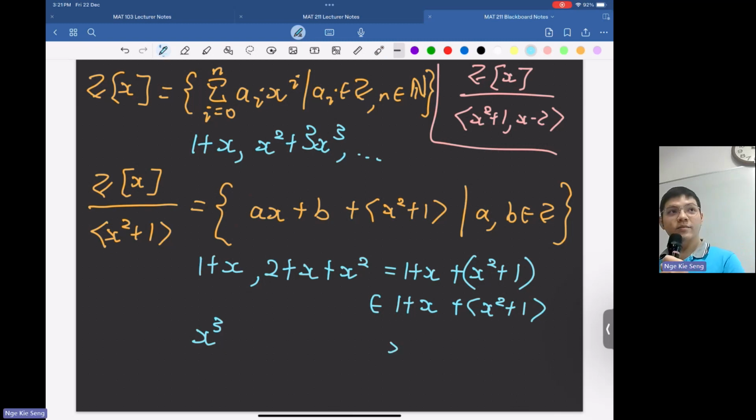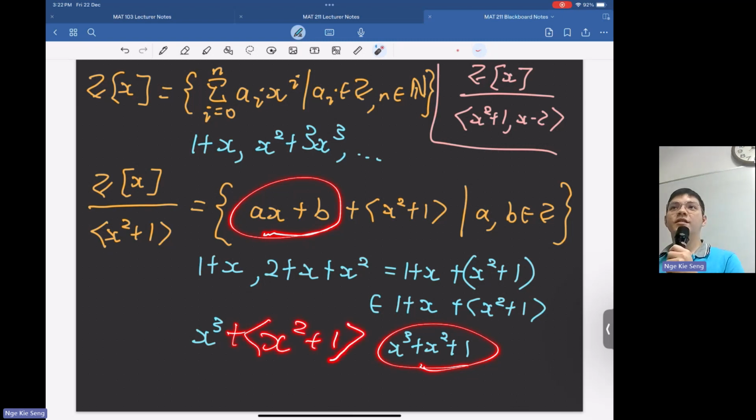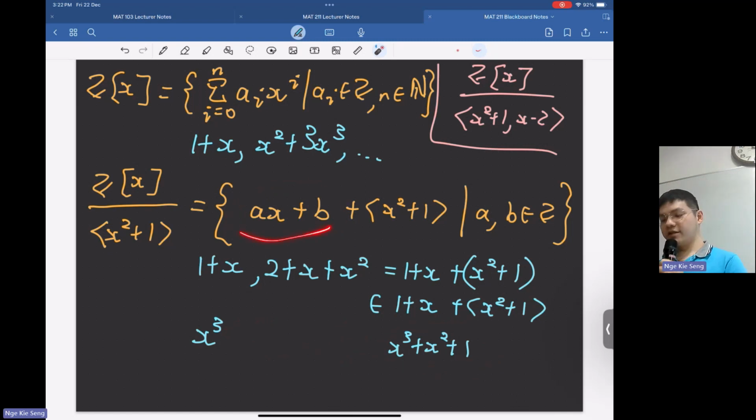So say again, x cubed plus x squared plus 1. Sure, this is the same, but I want the coset in this representative, ax plus b. I don't want the higher degree. Of course, I can add multiples of x squared plus 1 here. They all live in the same coset. But can I reduce to this form or not? Lower degree form. How do I reduce it?